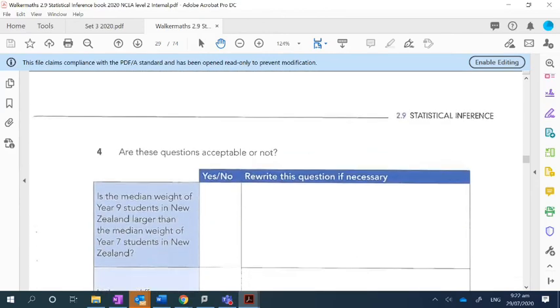Okay. So I want to look at a couple of questions, and I'm going to give you a chance to read the question, and then we're going to say yes or no if this is a good question or not. So, 1 minute. Read the question that's on the board. Is the median weight of year 9 students? Go. One minute to decide yes or no. Is this a good question? Hold on a minute. I'm going to call in somebody.